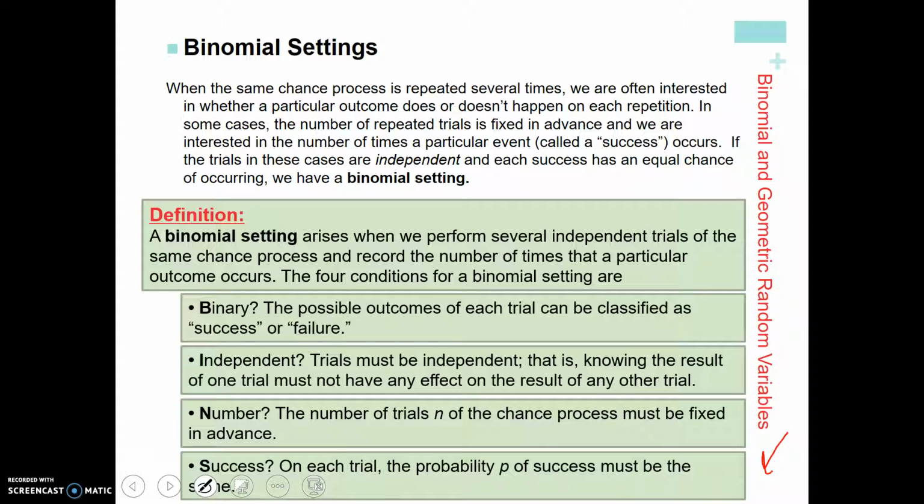So again, the different things you need for it to be binomial is that it is binary, meaning two outcomes, independent, a certain number of trials, and you know how many successful trials you would like. Let's look at a binomial event and see if we can find some of its probability.